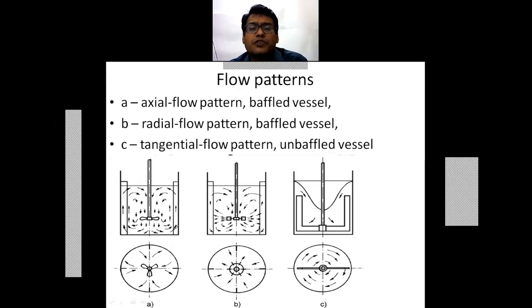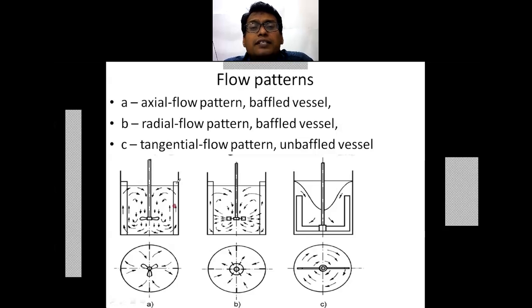If you look at this figure, the walls are attached with a simple metal piece. If this is the wall of a vessel, and to this wall I am providing a plate, this plate prevents the swirling motion, the simple rotation of the fluid in the vessel, and this helps in creating turbulence in the vessel. So, axial flow pattern and radial flow pattern.